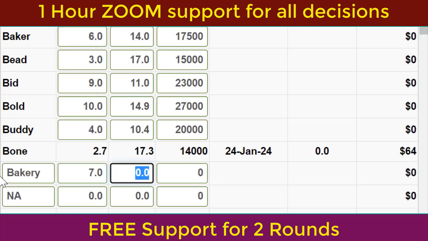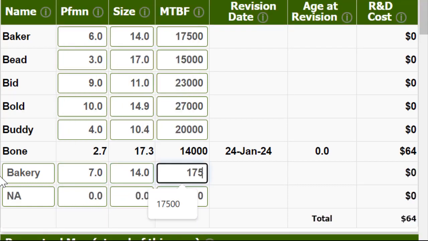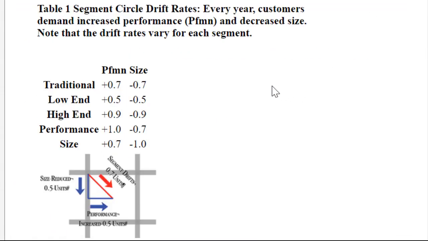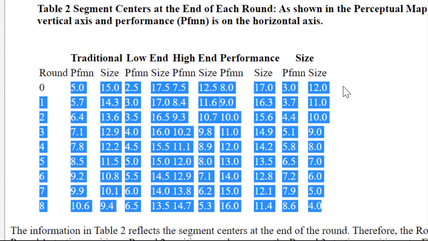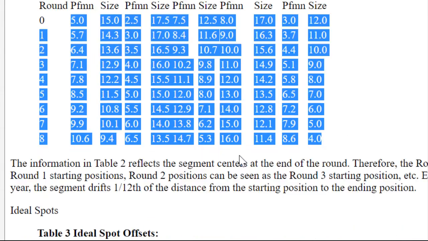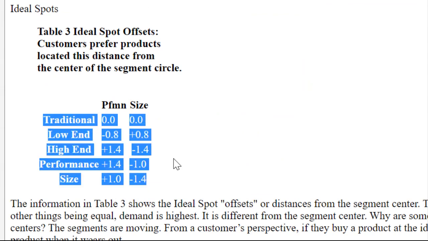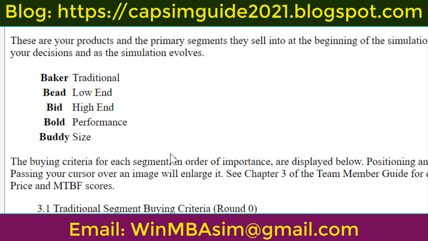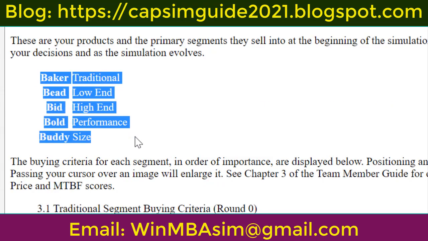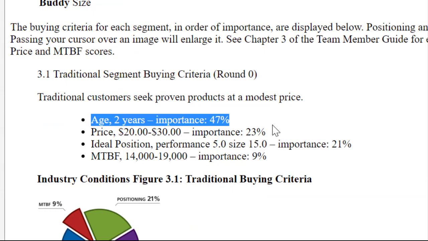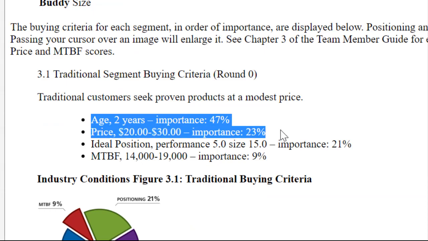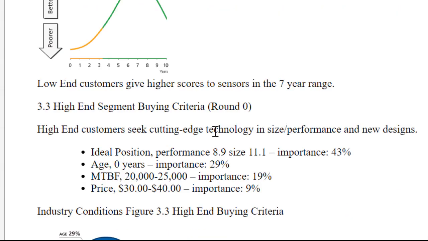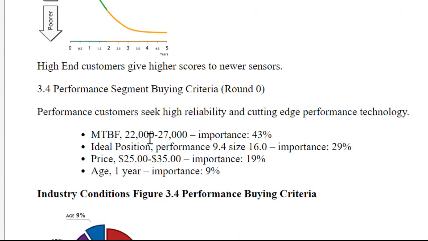The company made mistakes in round 1, so we still have enough time to save the company, right? We need to check the industry condition report, as you are looking at on the screen, to find our performance and size for each round. But we do not just use that number. We need to update to the ideal spot for each product and check the growth rate of each product. Check the 5 segment buying criteria to see the 2 most important factors affecting the sales and profit of each product. So we check that from the industry condition report.